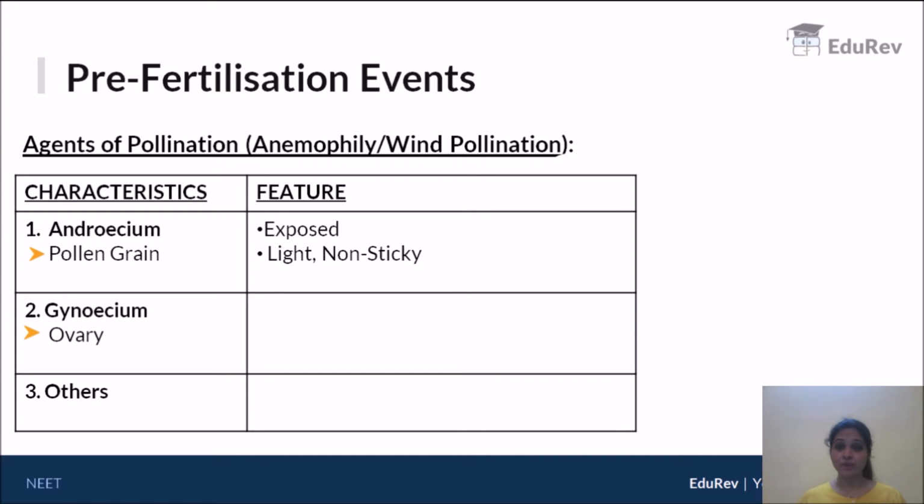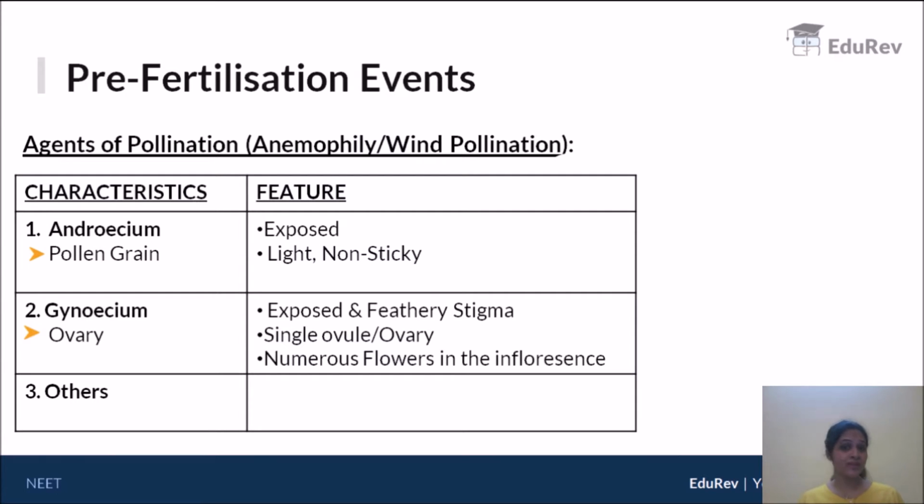Smooth nature is important. Likewise, the gynoecium must be capable of catching or holding that particular pollen grain that's present in the air currents. So in a way, the stigma must behave like a net, so it needs to be feathery and it needs to be exposed. So here also you will have an exposed and a feathery stigma. However, you will find that the ovary generally has the presence of a single ovule. Okay, single ovulated ovaries is what's present. But you will find numerous flowers present in the inflorescence, clusters of flowers.